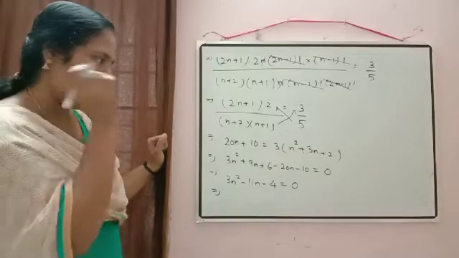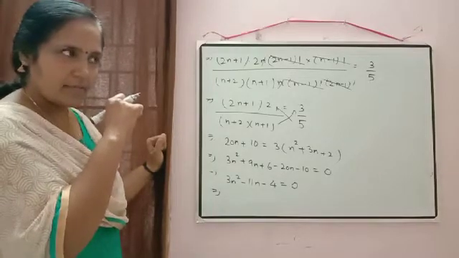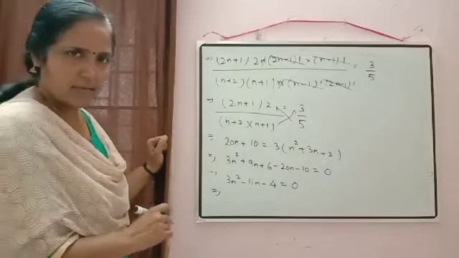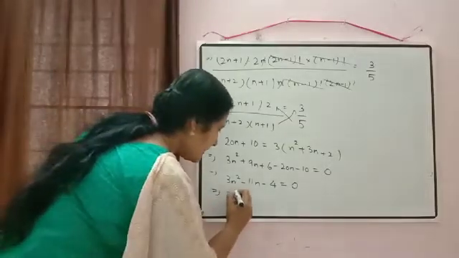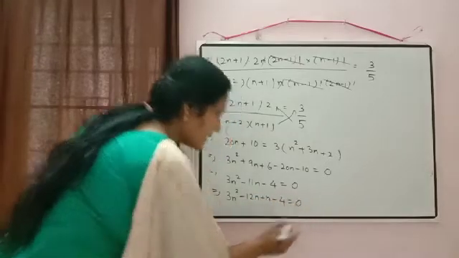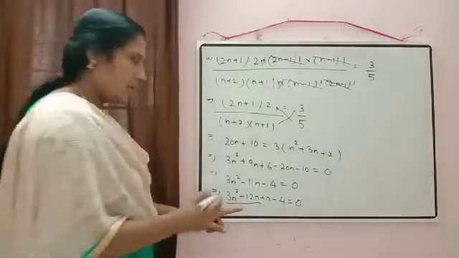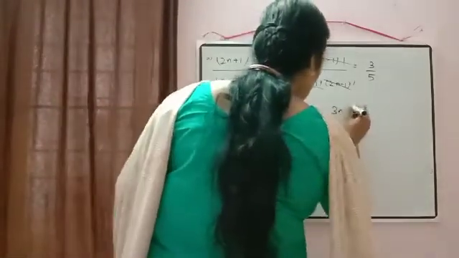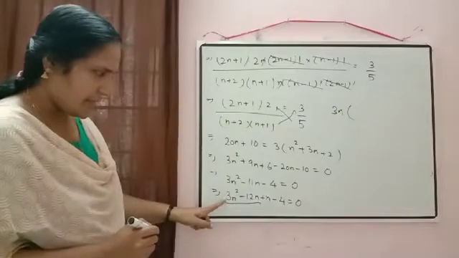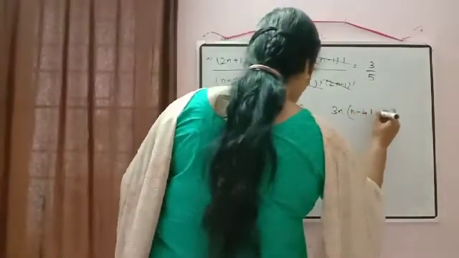Yes, sum should be equal to minus 11 and product should be equal to minus 12. Minus 12 and 1 only. Okay, so we'll write here 3n square minus 12n plus n minus 4 is equal to 0. Common factor in these two terms, 3n taken outside. Inside the bracket what will remain there? N minus 4.